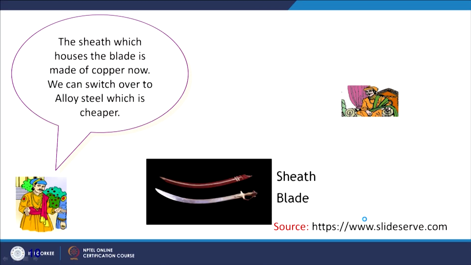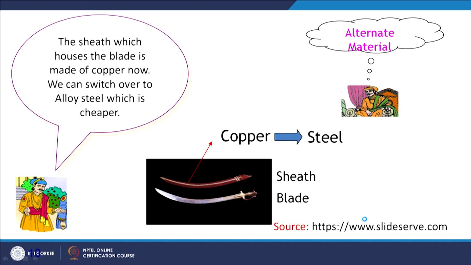So, here we can see the sheath which houses the blade, the covering of the sword, is made up of copper, which is certainly costly. So, we can switch over to alloy steel, which is cheaper. This is the sheath and the blade shown in the diagram, and you can see the sheath is made up of copper. So, we can change from copper to steel. We must focus on alternate materials. So the 4 ideas that have come by now are: we must focus on part count reduction, part commonization, benchmarking, and alternate materials.